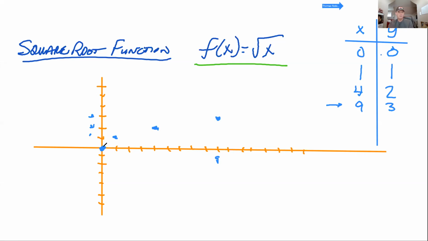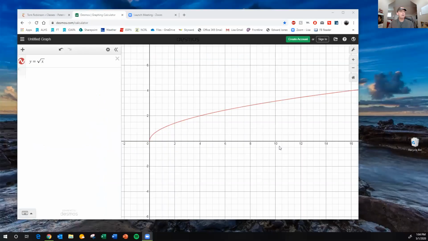Now already I believe I can sketch this graph. I think I can graph it from here. It's going to curve up. It's going to start to look like that. And if I flip back to Desmos, you'll see that that generally shows the same pattern. Here is 4, 2 right there.